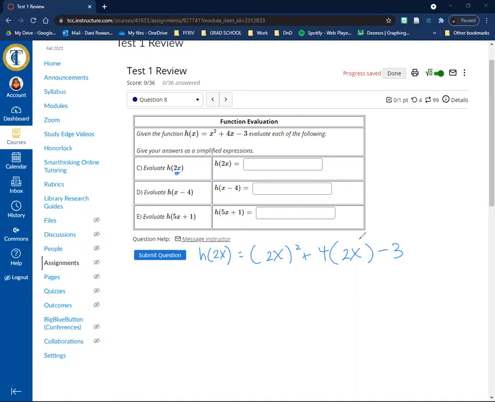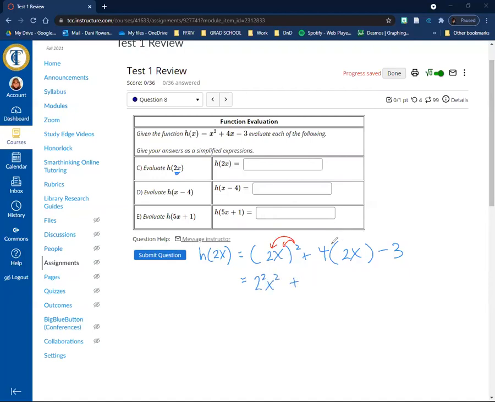Are we done? Or can this be simplified? It can be simplified. Absolutely. This 2 has to distribute to both, right? So that becomes 2 to the second power, x to the second power.